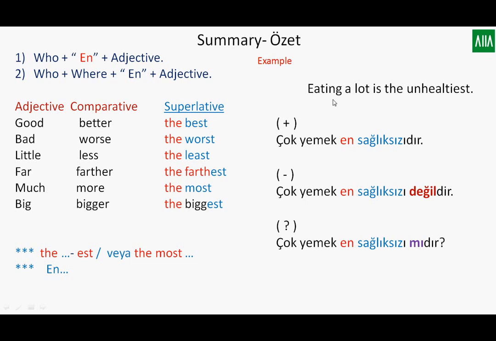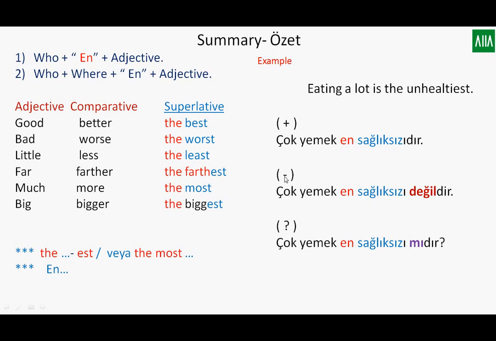One more example I will give you before I finish. Eating a lot is the unhealthiest. I think there must be an H here. This is not the correct spelling. There must be an H. Unhealthiest. So here, çok yemek en sağlıksızıdır. Sağlıksız means unhealthy. En sağlıksızıdır. Çok yemek.